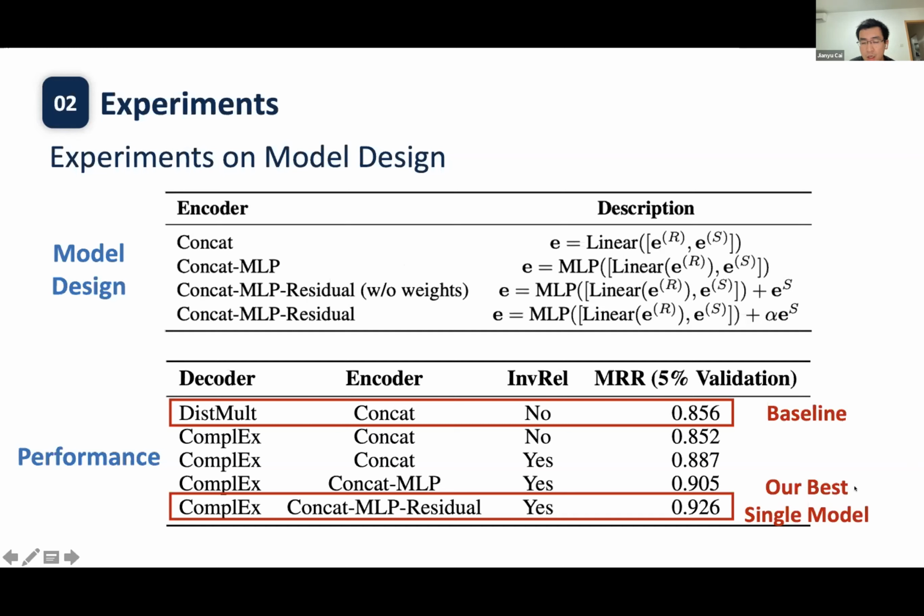The performance here actually shows that, based on our design of encoder, we improve the performance on the validation data set from 85.6 to 92.6, which is a very amazing improvement on the performance.